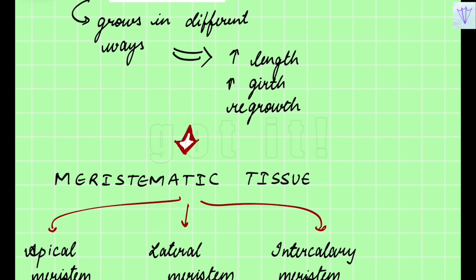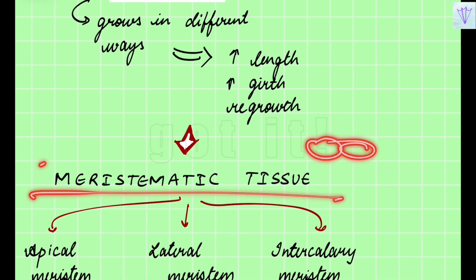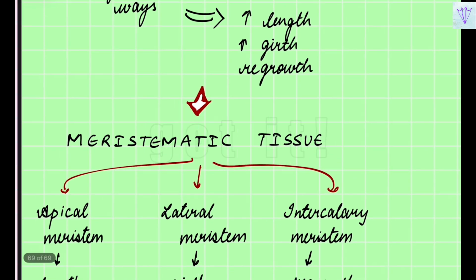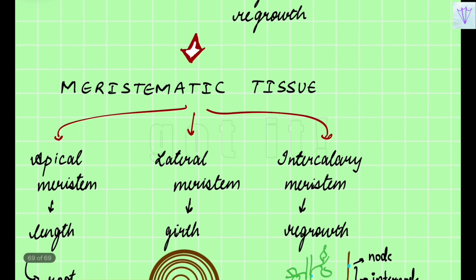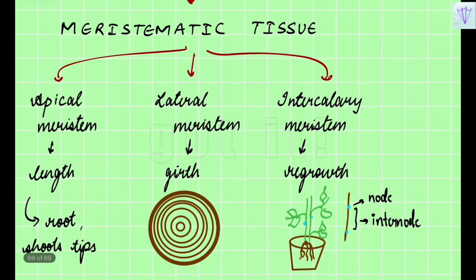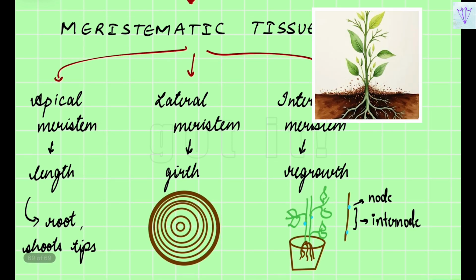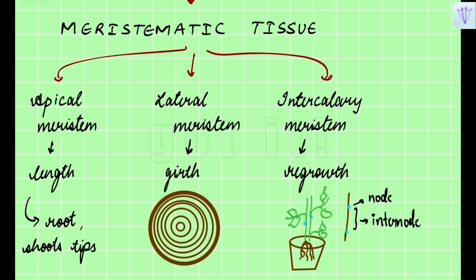The cells which are in the dividing phase are called meristematic cells, and they will form the meristematic tissue. There are three different kinds: the apical meristem, lateral meristem, and intercalary meristem. Apical meristem will help in the increase in length, lateral meristem will help in the girth, and the intercalary meristem will help in the regrowth.